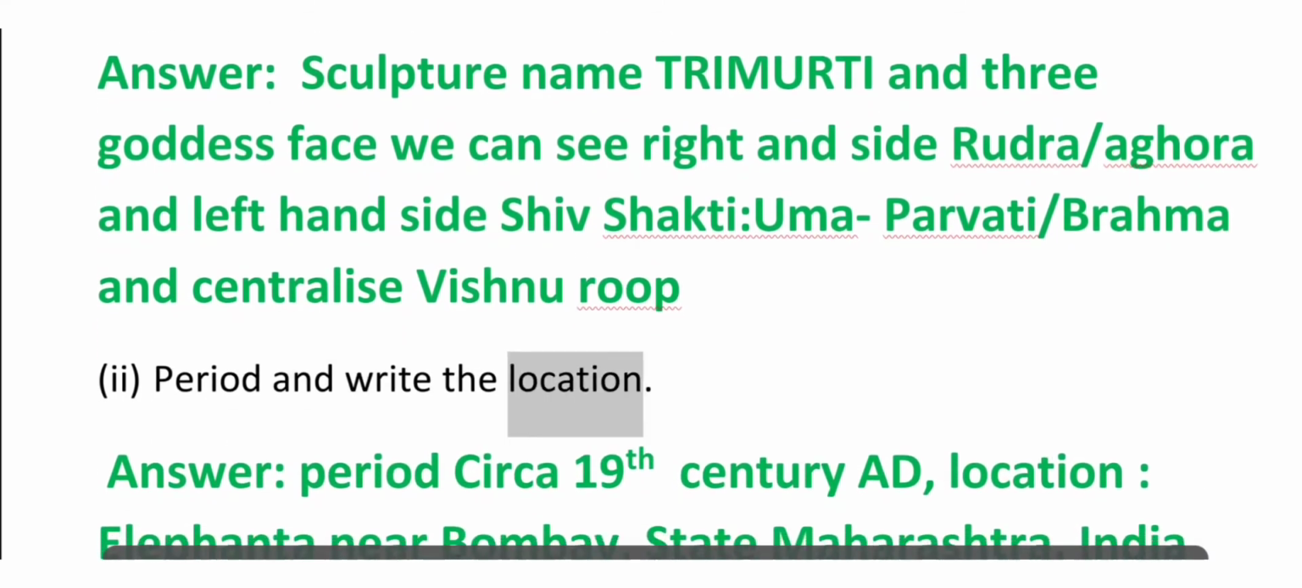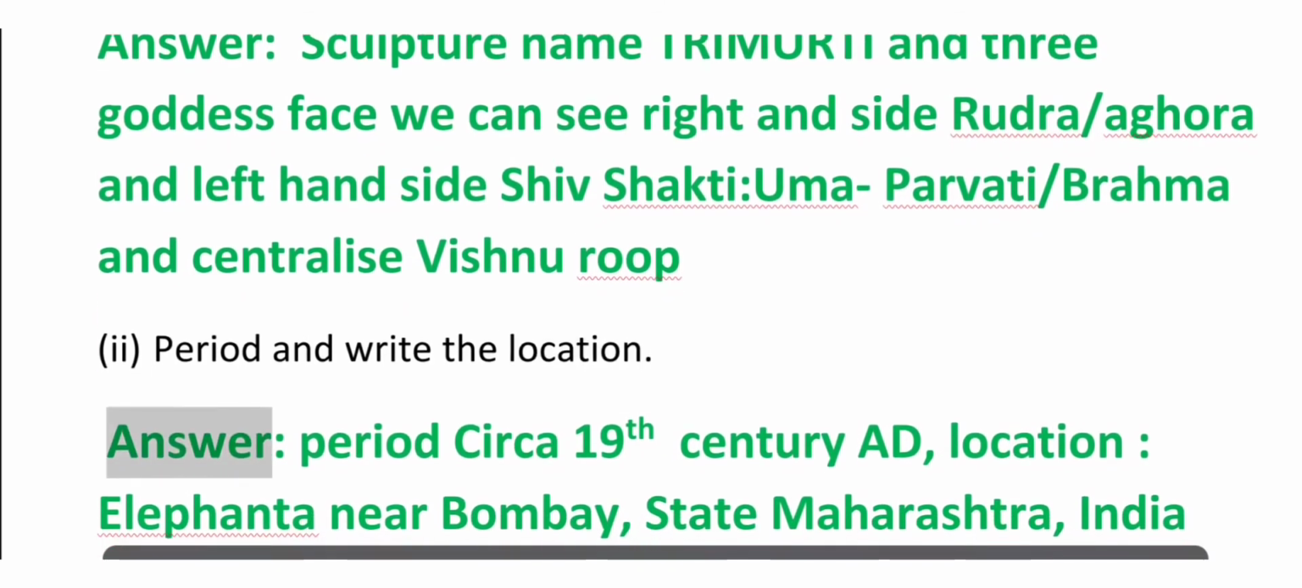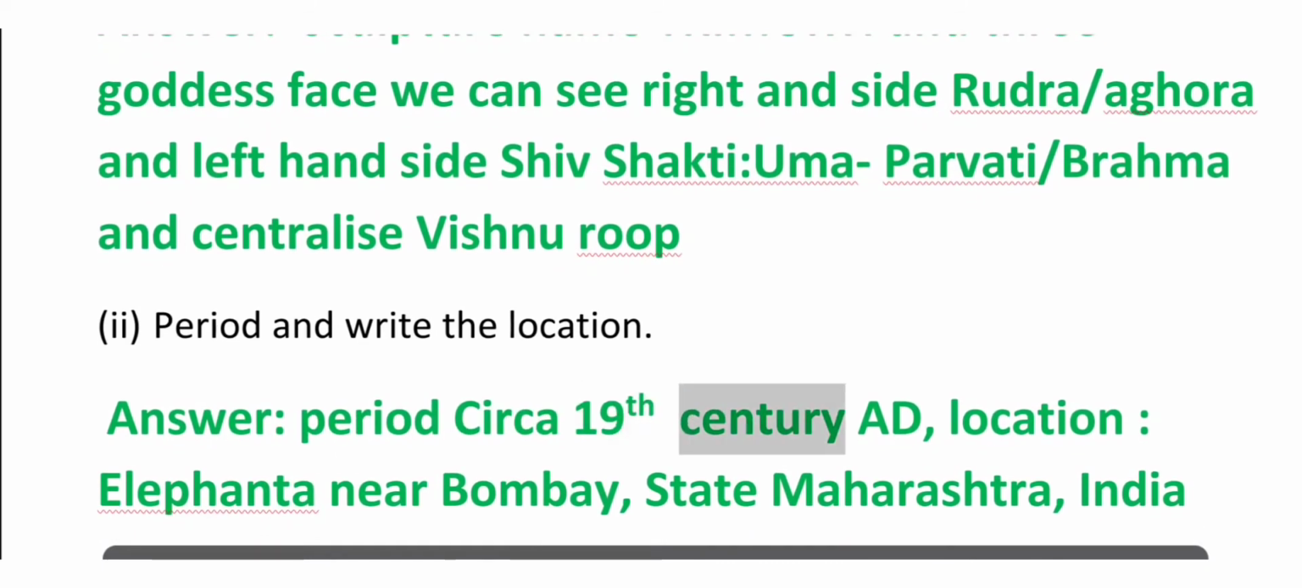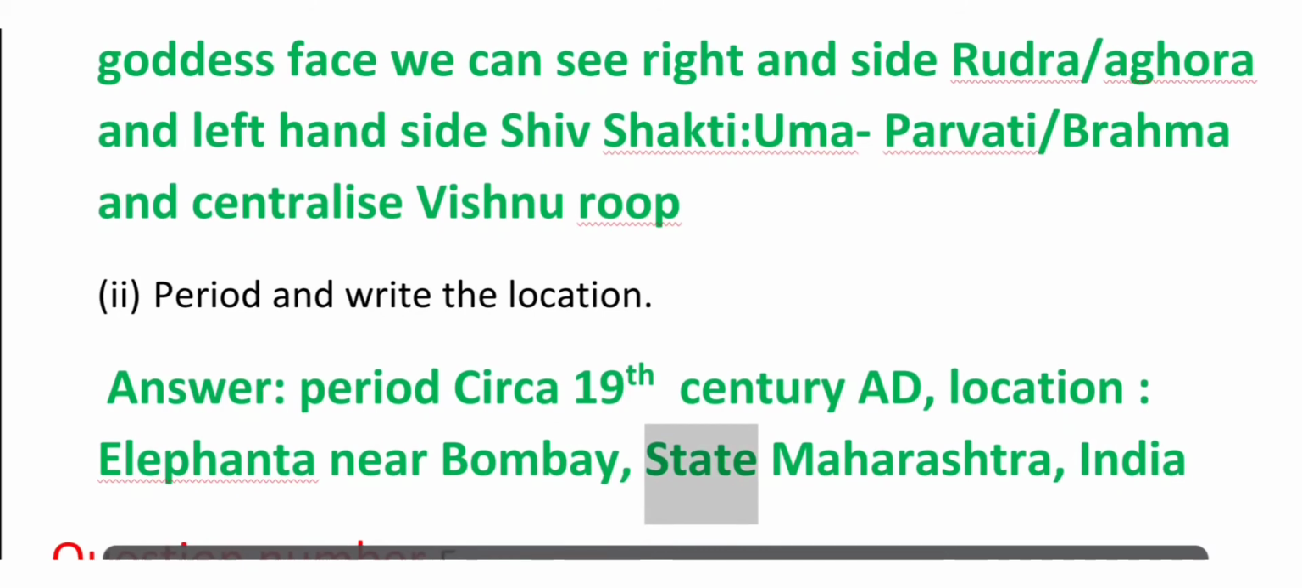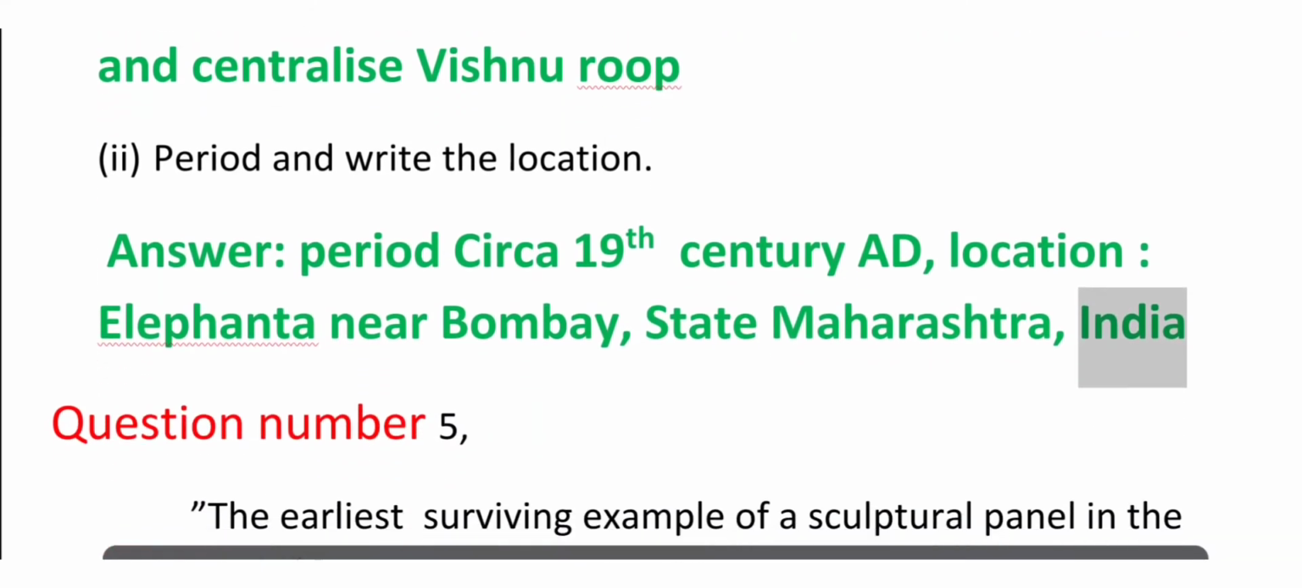Period and write the location. Answer. Period circa 8th century AD. Location, Elephanta near Bombay, State Maharashtra, India.